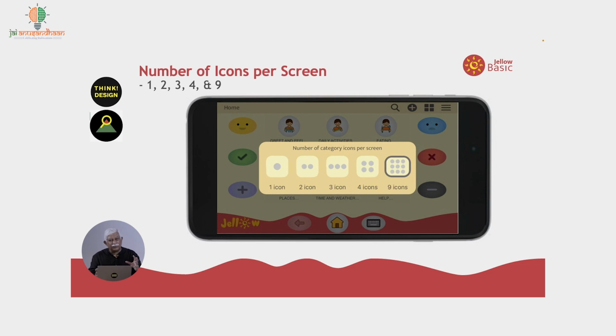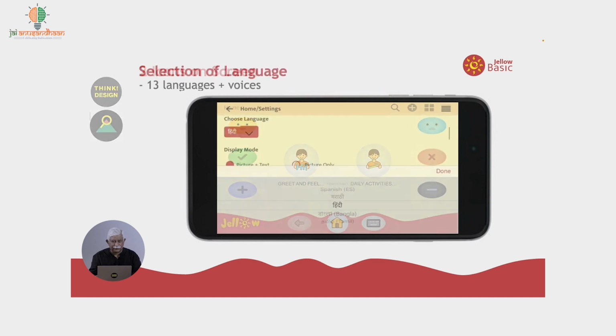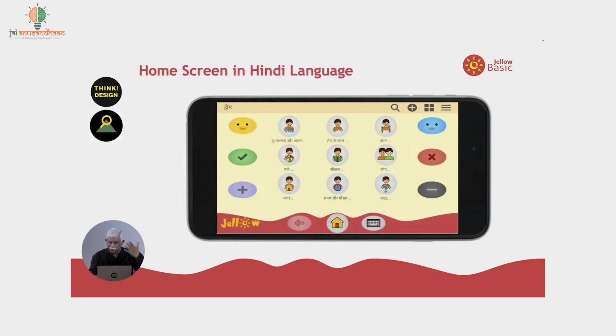Of course, depending on the attention spans of the children, you can change the number of icons per screen. It can just be 1 icon or 2 icons. So it depends on the comfort level and the attention. Here, for example, are 2 icons on the screen. You can select the language. There are 13 languages right now. We are including another 15 soon. So this is the home screen in Hindi language.